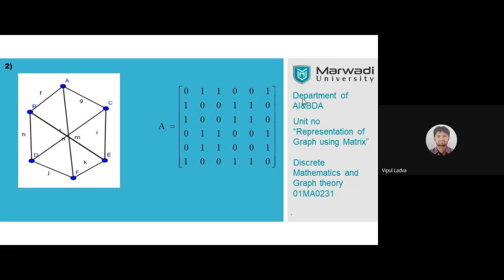It will be something like this, is it? Bhavdeep, am I audible? Is it? Good. So all those who are in front of me are not facing any kind of issue related to this, is it?